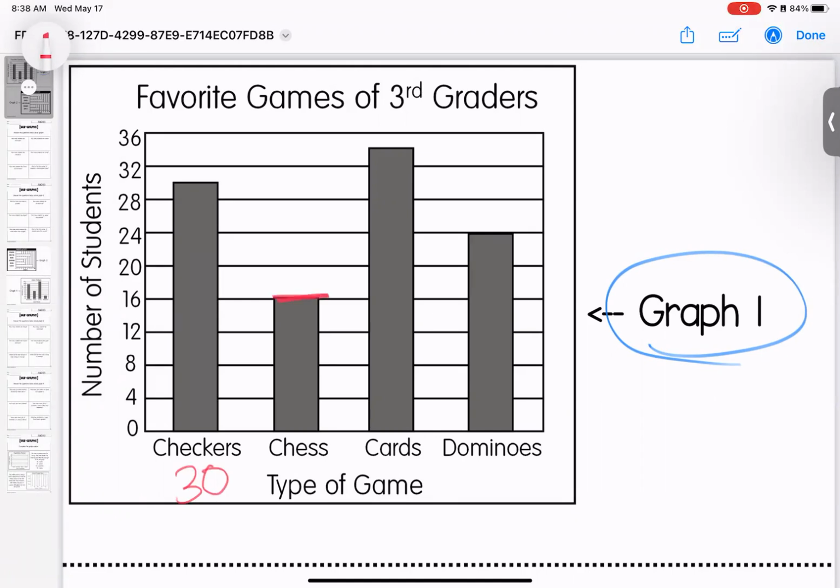For chess, it's right on the line. There's 16. For cards, again, in between. So cutting that in half is 34. And then dominoes right on the line, 24. So now we can go ahead and answer these questions.